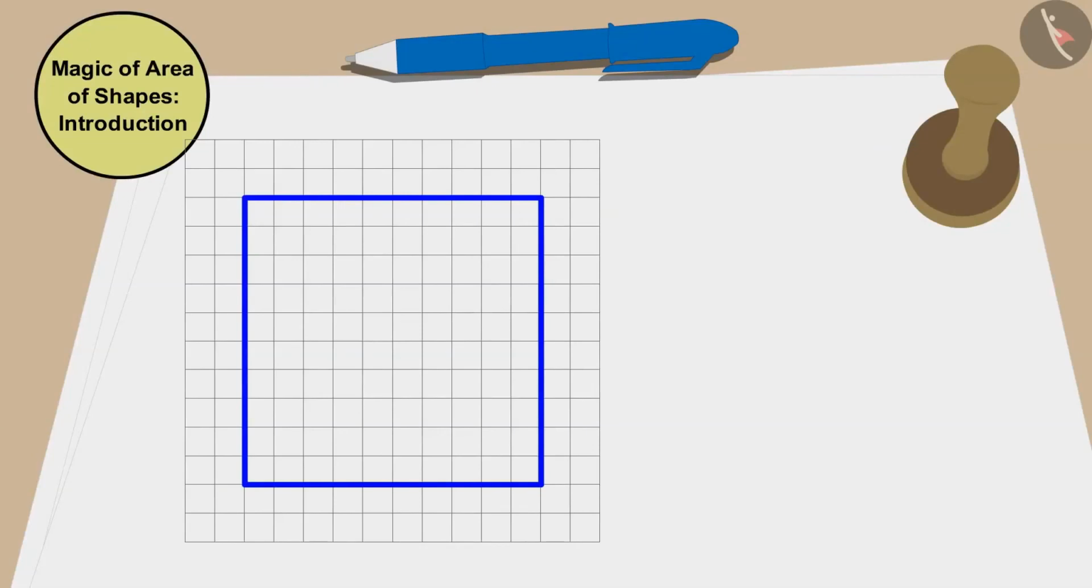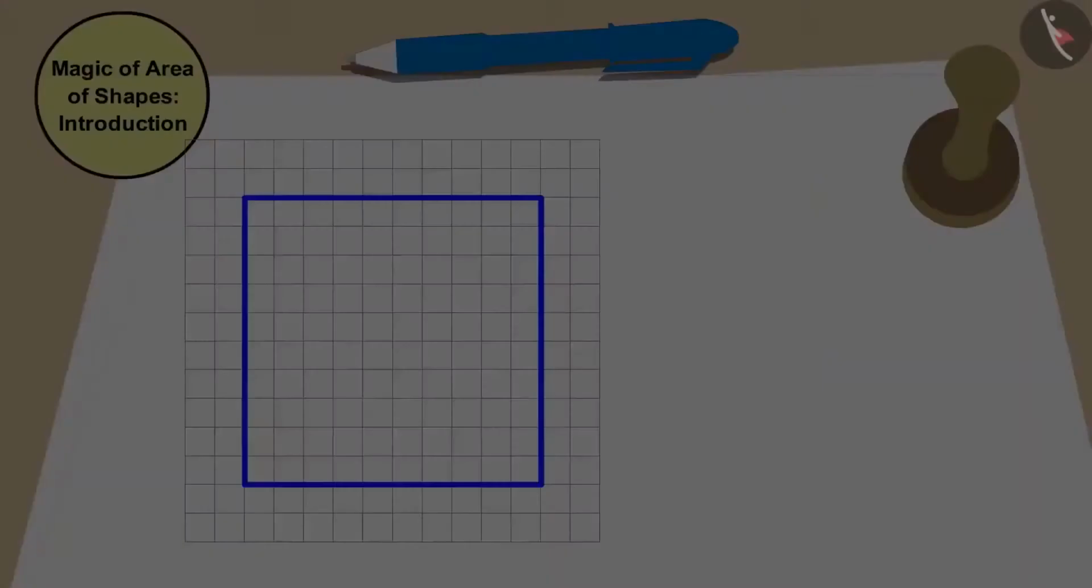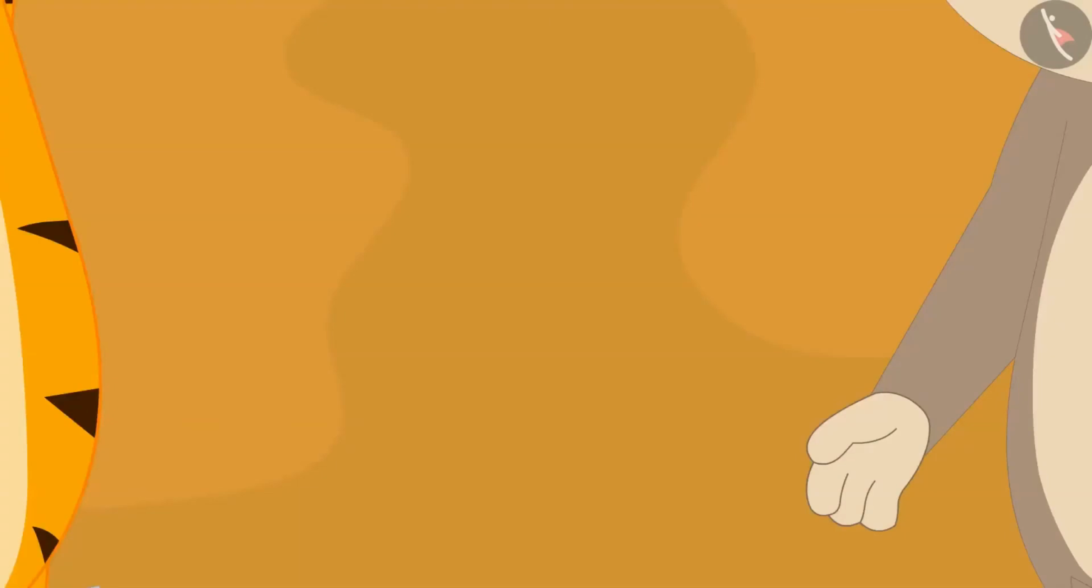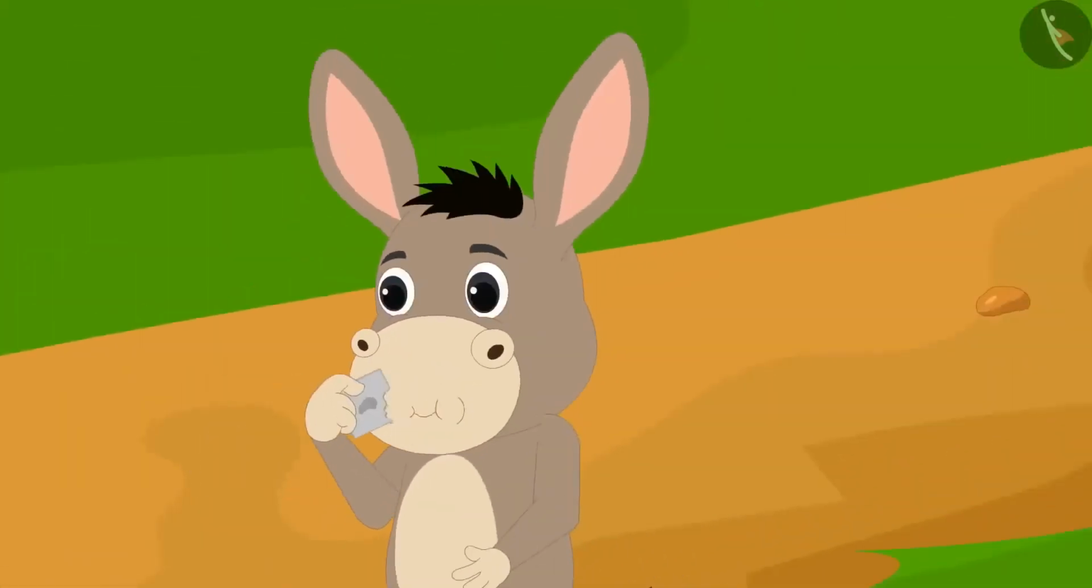Children, can you divide the shape of this cashew barfi by just drawing a straight line and somehow divide it into 2 equal area triangles? You can find a solution by stopping the video. Well done, children. Your answer is absolutely correct. We can make this line in this way too. Sher Khan gave the barfi to Bhola and Bhola ate it happily.